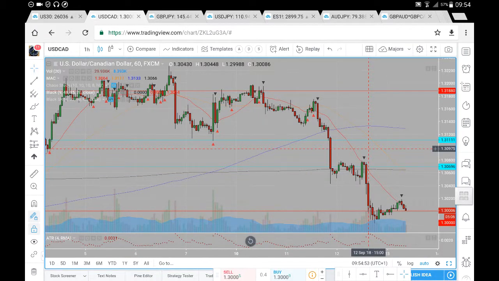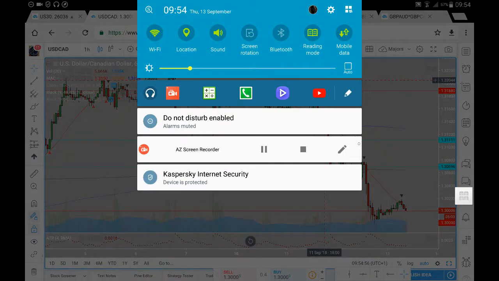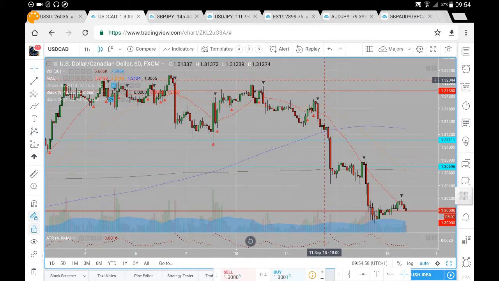So this is US dollar CAD analysis for Thursday, 13th of September. Now let's just have a look at prices and where prices may likely go. So previously we've had a sell side momentum take us down towards this 3069. We've had this brief consolidation around 3069 and its 400 period moving average.